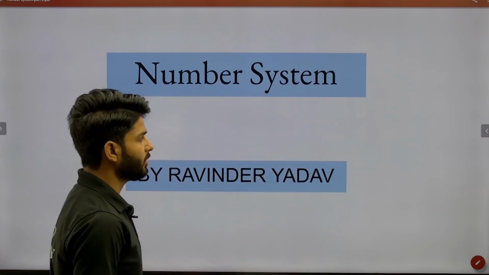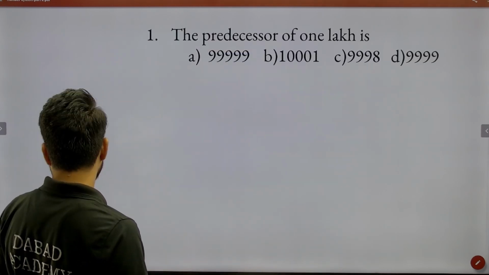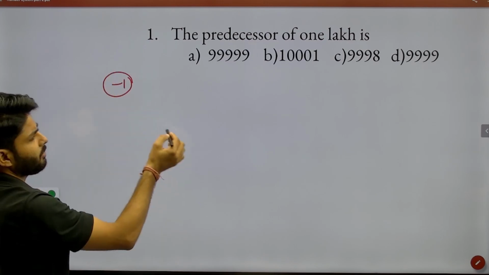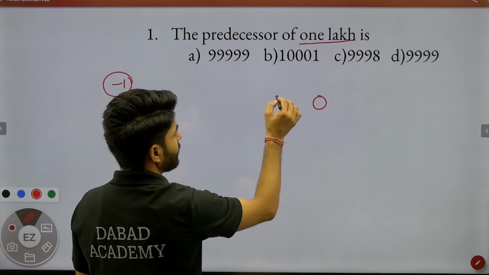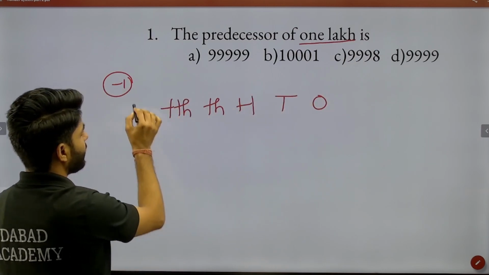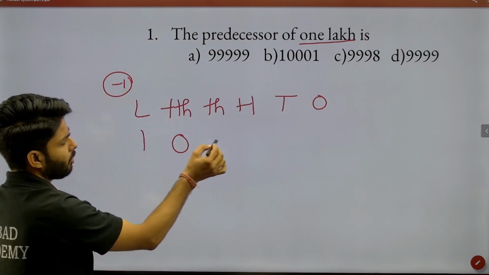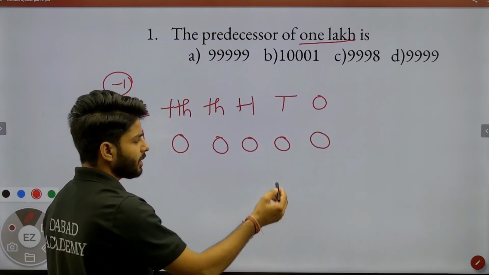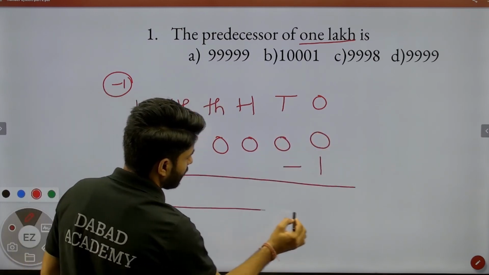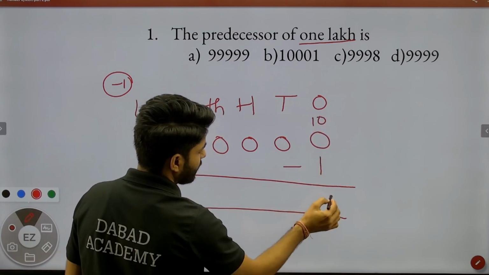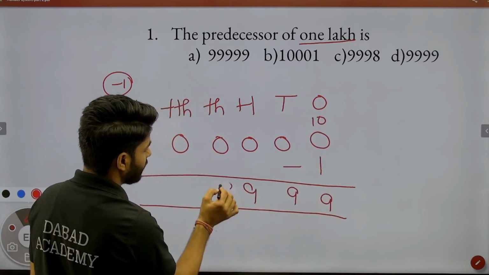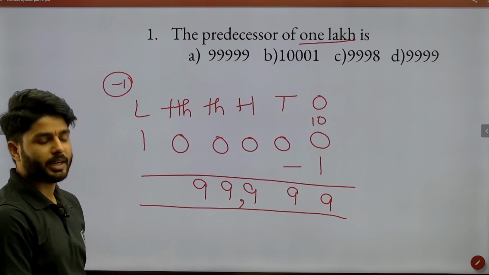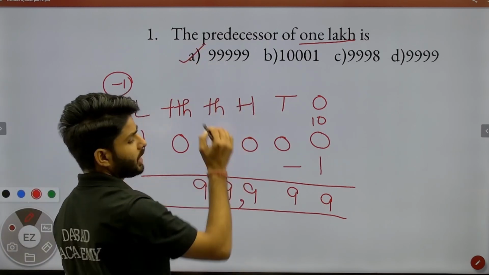Here is question number 1. The predecessor of 1 lakh is. We have to find the predecessor, and in predecessor we subtract 1 from the number. First we have to write 1 lakh, that is 1, tens, 100, 1000, 10,000 and lakh. So we write 1 here, and all these places we write 0, and we have to find the predecessor. So we subtract 1 from the entire number. So the answer is: here is 10, 10 minus 1 is 9, here is 9, here is 9, here is 9 and here is 9. So the predecessor of 1 lakh is 99,999. So option A is the right answer.